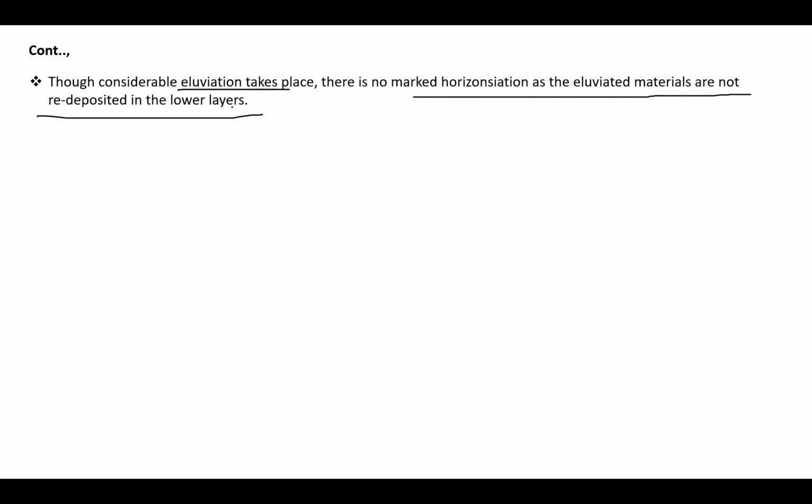So in eluviation, what is happening? Even though eluviation is taking place, you can't see a marked horizonation. Just like in podzolization, you can see a clear-cut horizon differentiation. You can see the Bh horizon, the E horizon, and all types of differently colored horizons. But in laterization, we cannot see any type of horizon differentiation. It's very difficult while digging profiles in lateritic areas to identify the eluviated layers, because there was no deposition, only leaching of the silica.